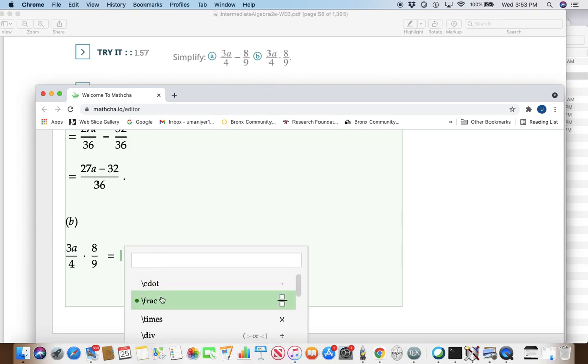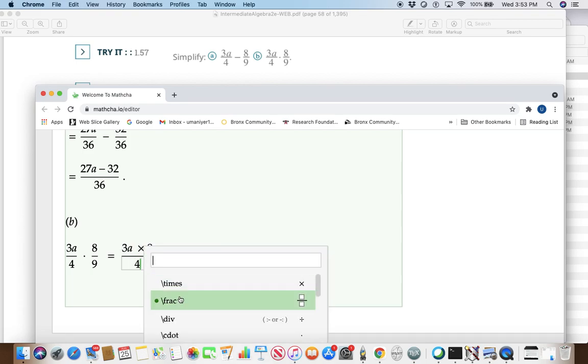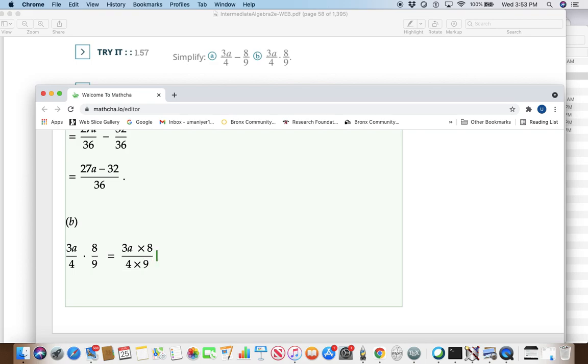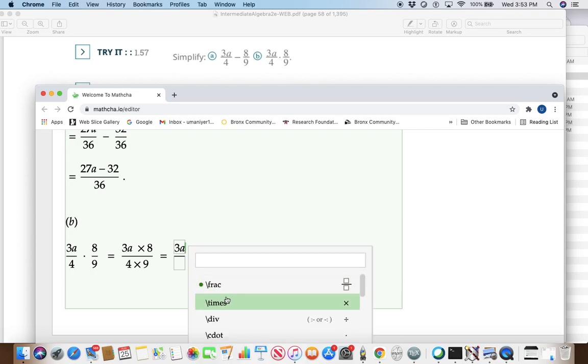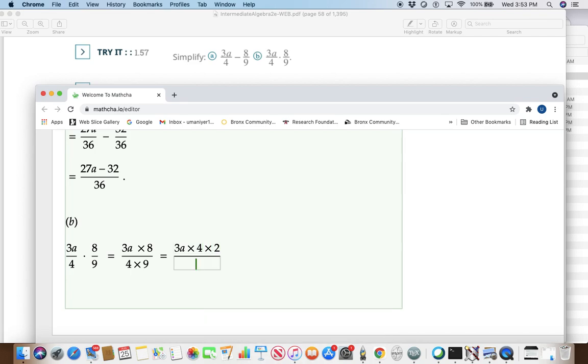Multiplication is simply straight across: 3a times 8, 4 times 9. Okay? At this point, notice you can start reducing. 8 is nothing but 4 times 2. 4 is 4. 9 on the other hand is 3 times 3. So notice that 4 reduces this 4, this 3 reduces this 3. All I'm left with is 2a on the top. The 4 is gone, the 3 is gone, 3 on the bottom.